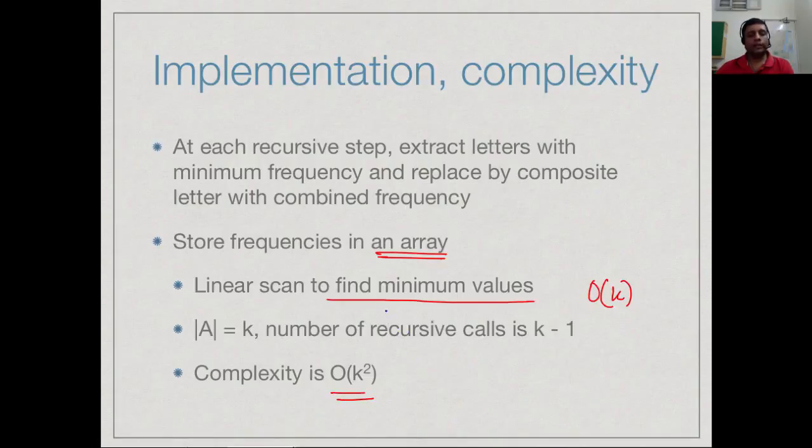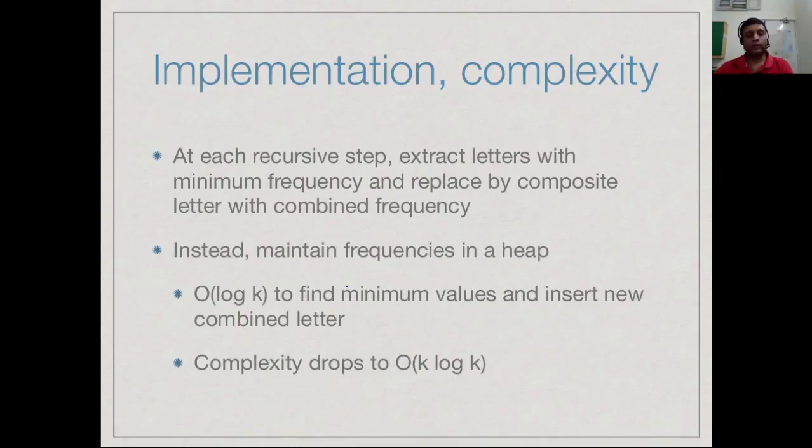But it should be fairly clear that this bottleneck can be got around by using a heap, because that's precisely what heaps are good at, finding the minimum. So if I maintain the frequencies not as a simple list or array but as a heap, then in order log k time I can find the minimum values, and then I can insert back the new composite letter into the heap in log k time. So each iteration takes only log k, and so I improve from k squared to k log k.